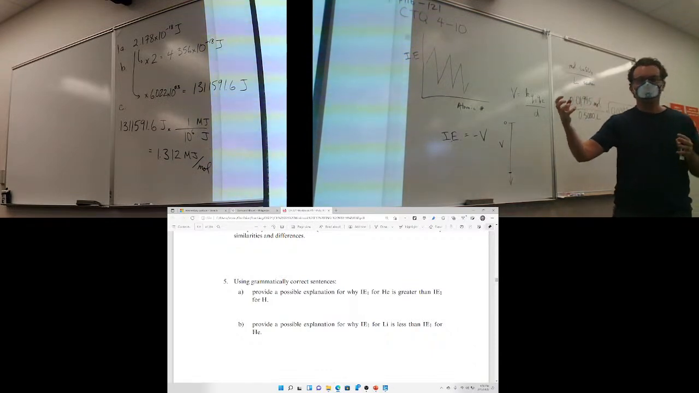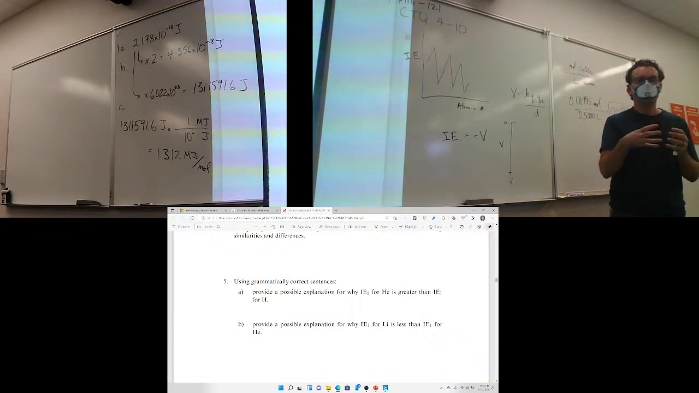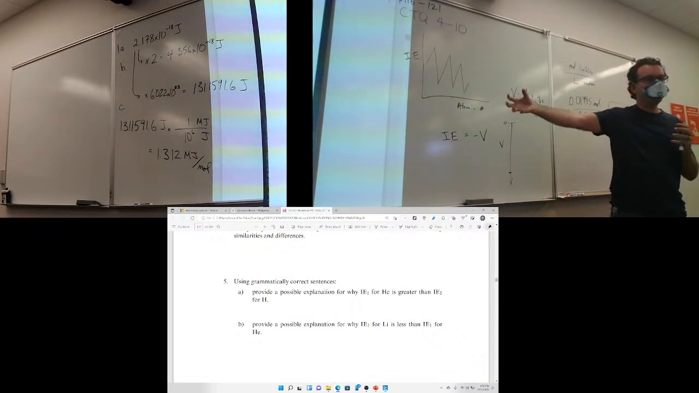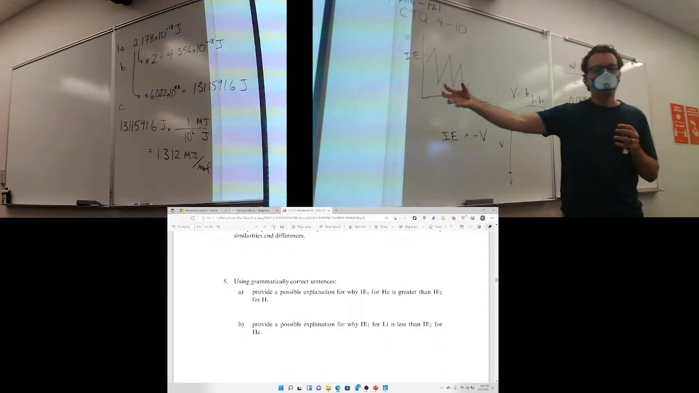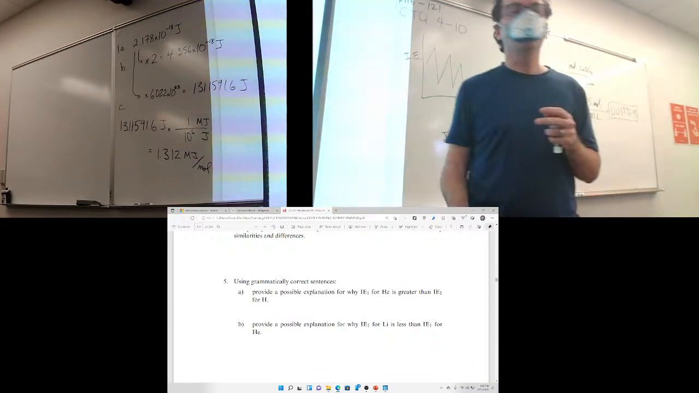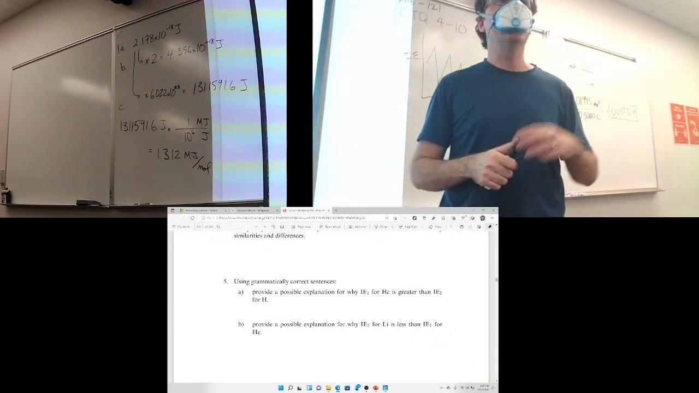That third electron from lithium that you're adding is not at the same distance as the other two. It is further away from the nucleus, and that's what makes it easy to remove. That's what makes the ionization energy of lithium so low.